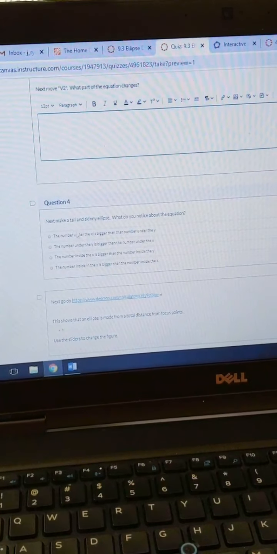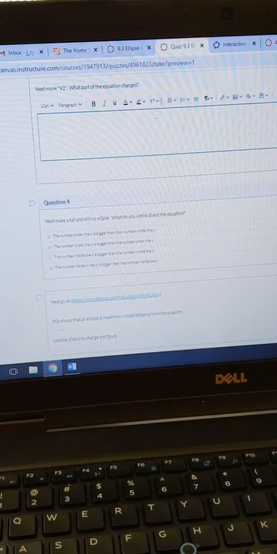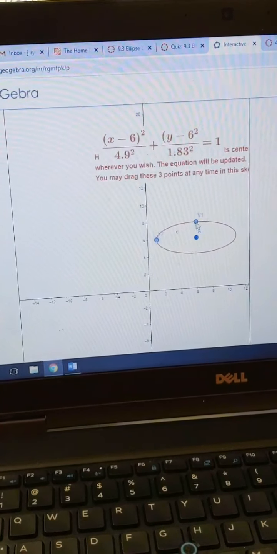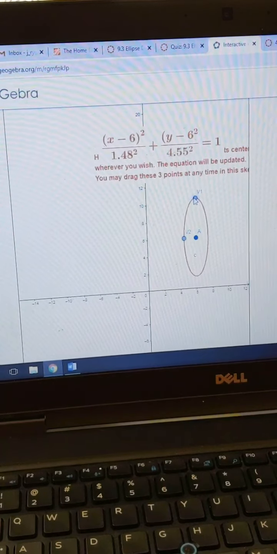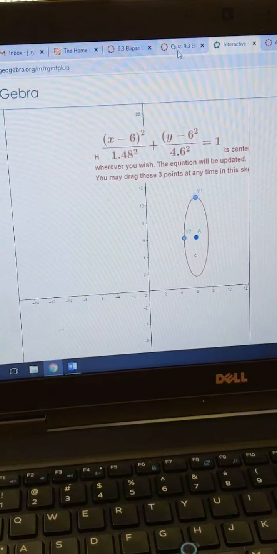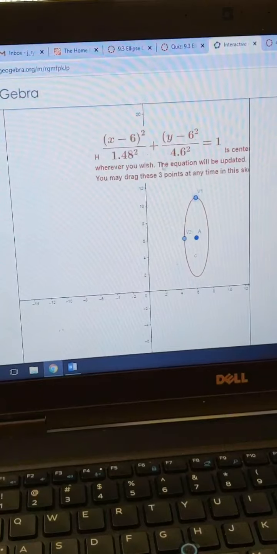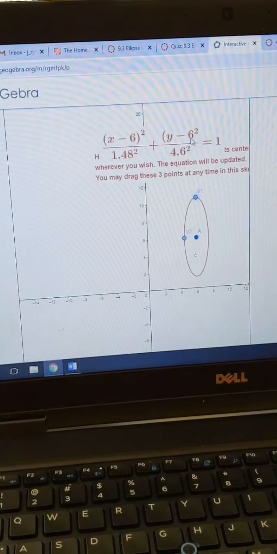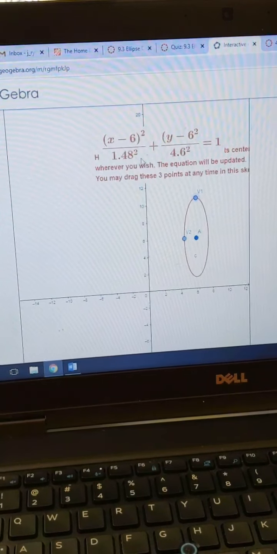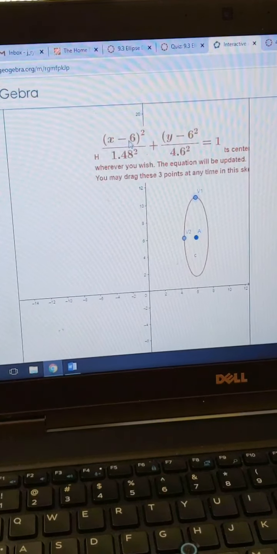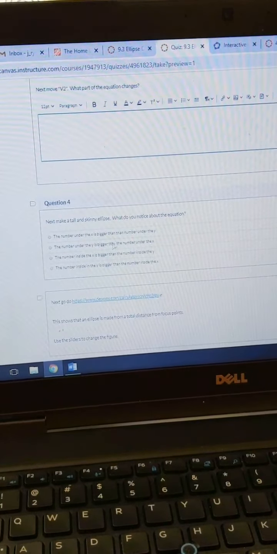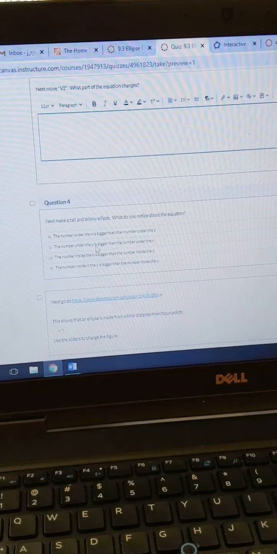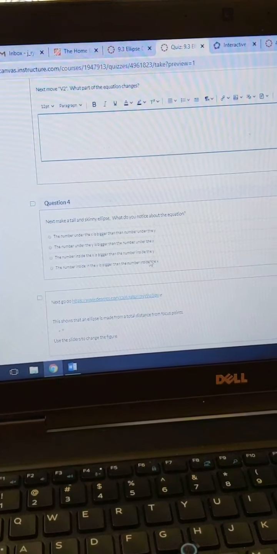All right, next question. To make a tall skinny ellipse, what would you have to notice about the equation? Well, let's make a tall skinny ellipse. I'm going to make that short and make that longer. What do we notice about it? If I look at the equation up here, x minus 6, y minus 6, and we have a 4.8 underneath the x and a 4.6 underneath the y. Okay, we can answer that: the number under the y is bigger than the number under the x.